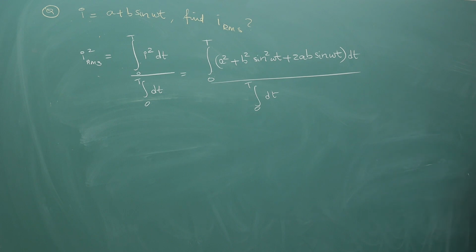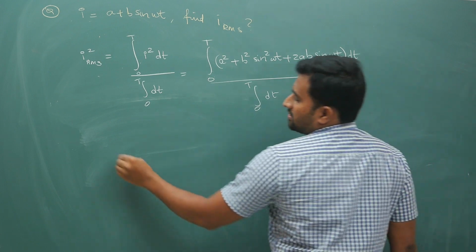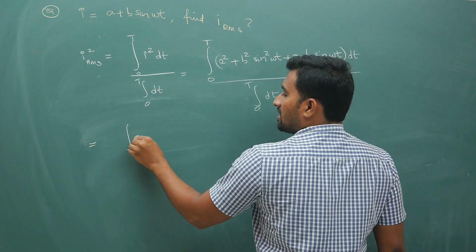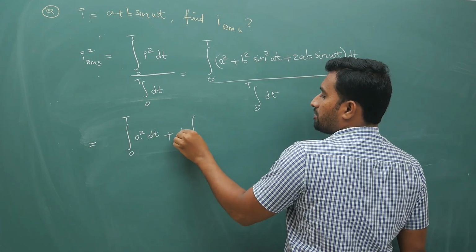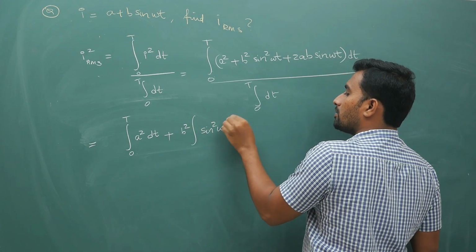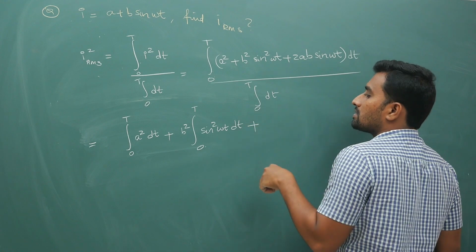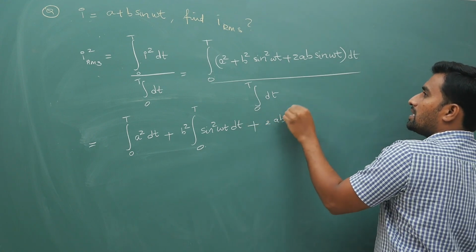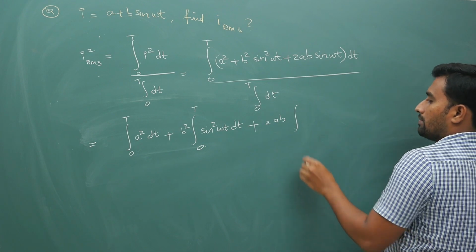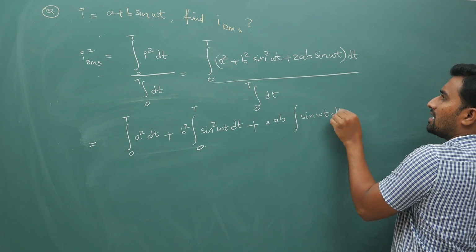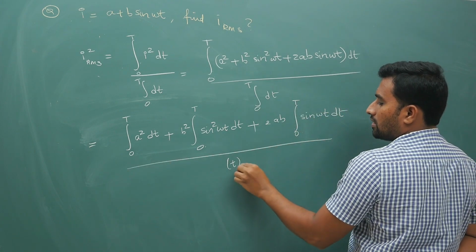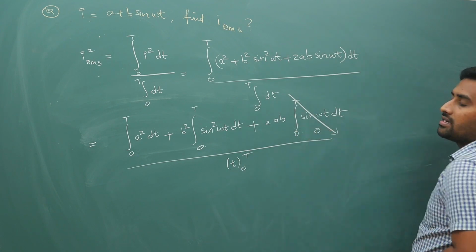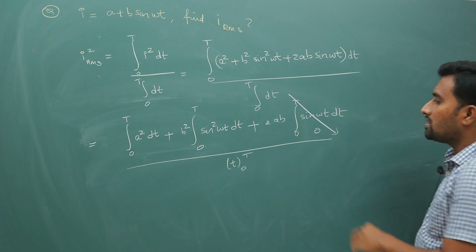So that will become the integral of A square dt, the first term I am separating, plus the integral of B square sin square omega t dt from 0 to T, plus, rearranging the numerator part, 2AB times the integral of sin omega t dt from 0 to T, by the integral of dt, which is T, lower limit 0, upper limit T. Now the integral of sin is 0, so this term becomes 0.